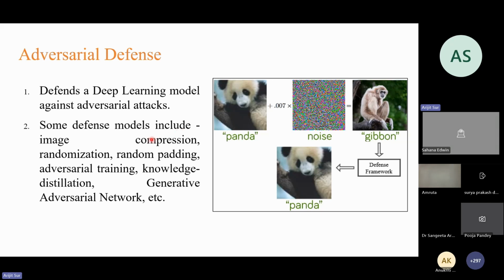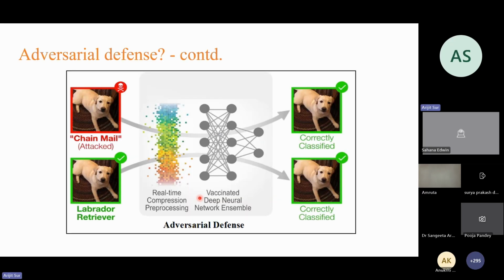Okay, so some very common defenses are image compression, randomization, random padding, adversarial training, and so on. Adversarial training will come up; it's a very interesting kind of defense mechanism. Then GAN-based techniques. So we'll see that. Here, what we're going to understand is that this is a dog image, and this kind of dog is classified wrongly.